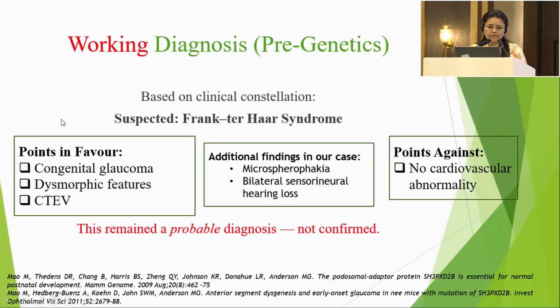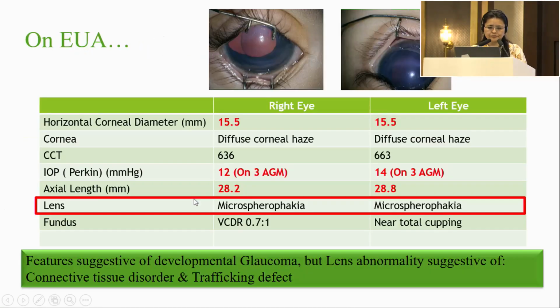So with the pediatrics, we had points in favor of Frank-Ter-Haar syndrome, which were congenital glaucoma, dysmorphic facies, and CTEV. However, in our case, additionally, we noted microspherophakia and bilateral sensorineural hearing loss. The point against was that there was no cardiovascular abnormality, but we went ahead with a probable diagnosis, which was not yet confirmed.